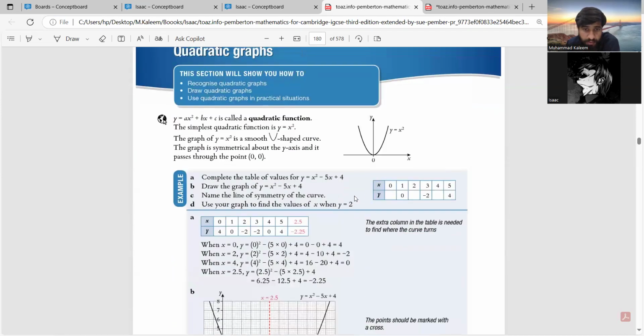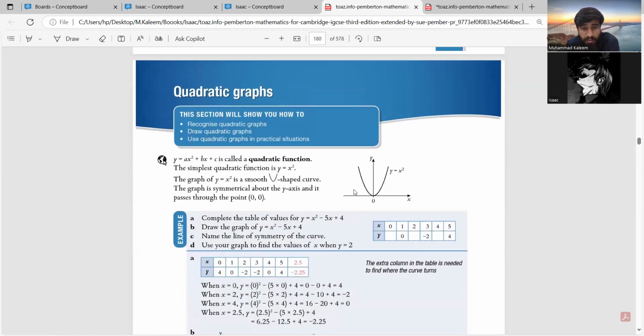Oh, here we have a concept about the parabola. Okay, let's continue this one. Quadratic graphs. We are going to start the next topic, which is quadratic graphs. And you have a test on Friday. Tomorrow. Tomorrow you have a test.